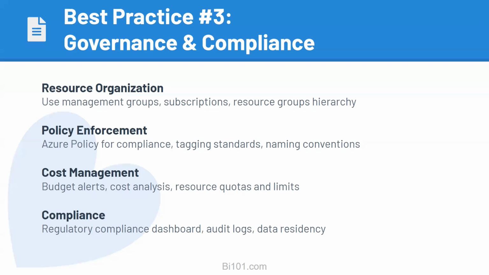Now, cost management. You can set up budget alerts. That means that you set up a budget of $1,000 or $500, whatever fits your budget. If you go over that, Azure will send you an email letting you know, so that you can be aware of your costs.